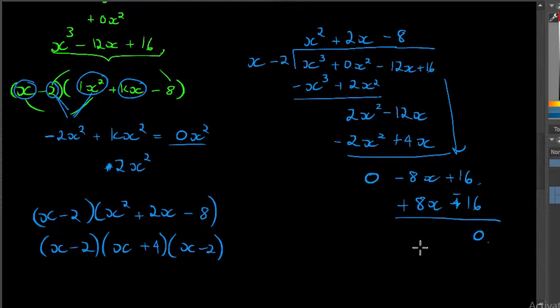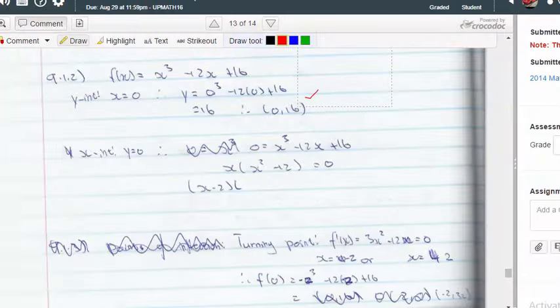I get 0, which is what I must get, because this is my remainder and x minus 2 is a factor, so my remainder must be 0. Okay, and that is how you get these two factors. Now I was supposed to get the x-intercept, so I get x is equal to 2 or x is equal to -4. That's the x-intercept.